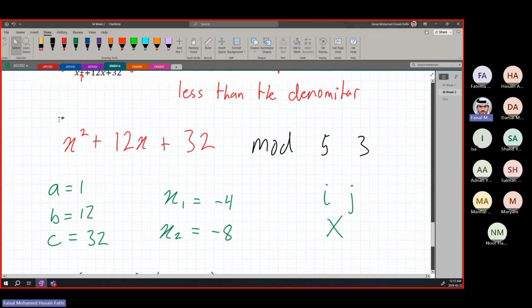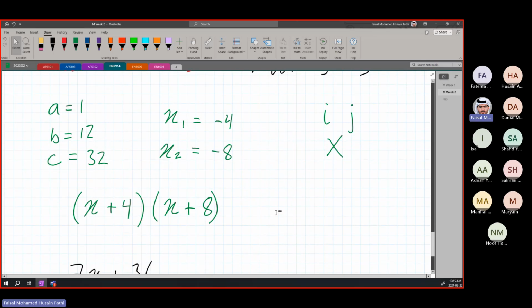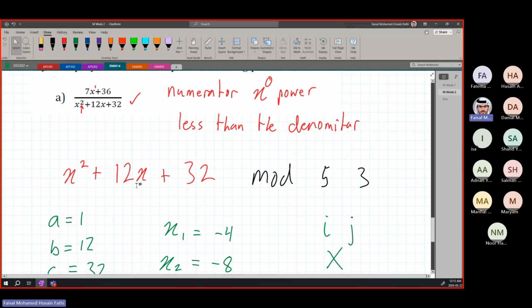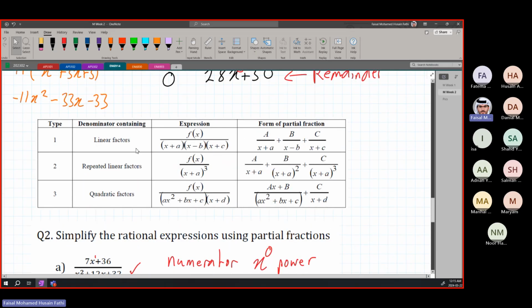Of course, there are a lot of different ways to factorize this. In my opinion, since you guys have access to a calculator with mod 5.3, this is the fastest way I would recommend to figure out whether you can factorize this or not. Okay? The factors are x plus 4 and x plus 8, with 7x plus 36 on top. So this is the simple linear form. If you look at the table, this is linear factors.